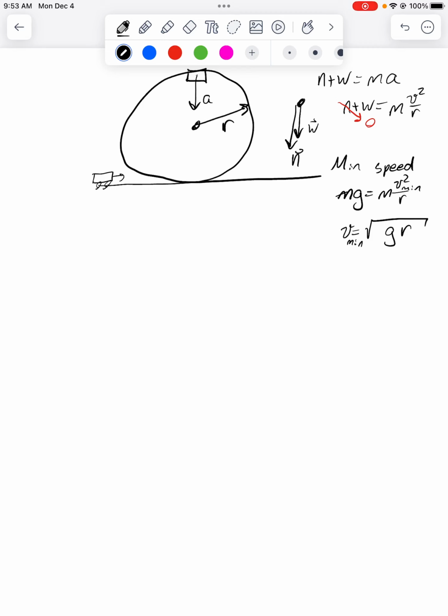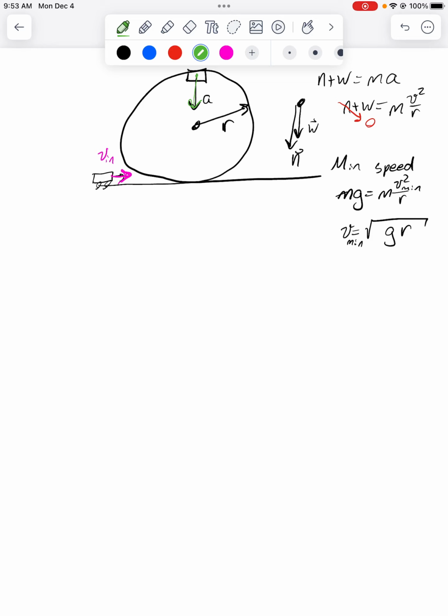Now, we looked at this with a video where there was a car coming in, and it had a certain speed. And we calculated the minimum speed at the top, but we had not yet calculated the speed you need to enter the circle in order to make it. And so we're going to do that calculation now with energy.